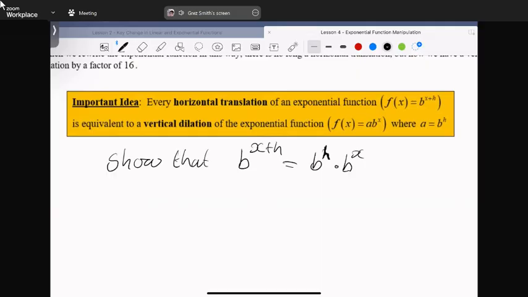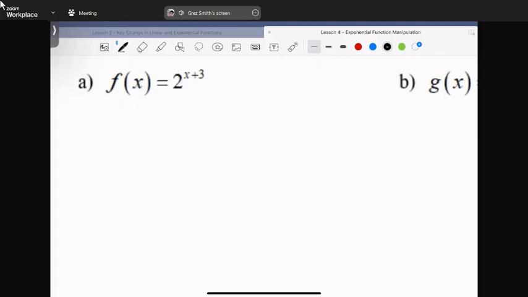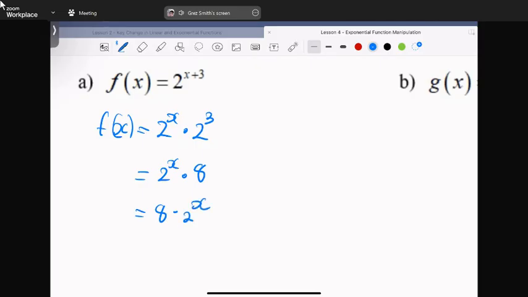Let's have a go at an example of this one. Let's have a look at some examples. So each of the following exponents have a horizontal translation. What is the equivalent representation that has a vertical dilation and no horizontal translation? So there on our first one, this could be rewritten as 2 to the x times 2 to the 3. And that's 2 to the x times, what's 2 to the 3? That's 8, yeah? So we get 8 times 2 to the x. What is the vertical dilation now? Factor 8. What was the original horizontal translation? Minus 3.